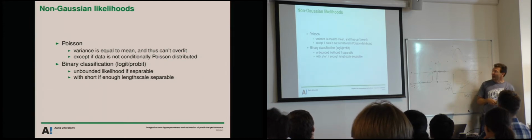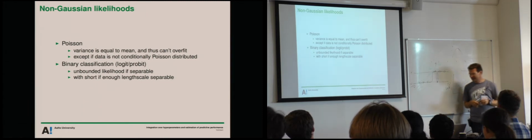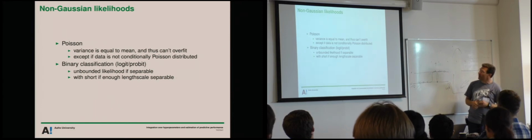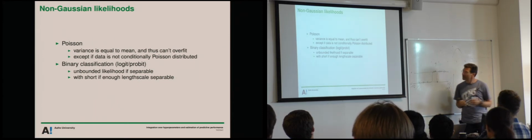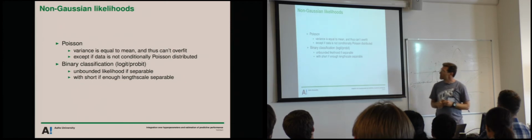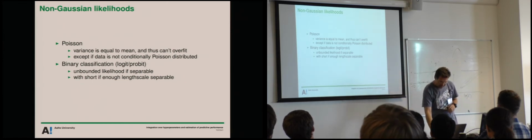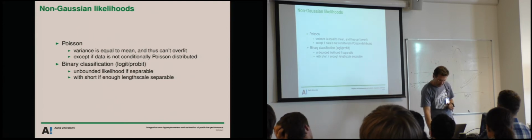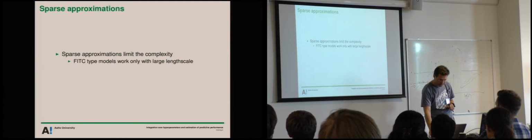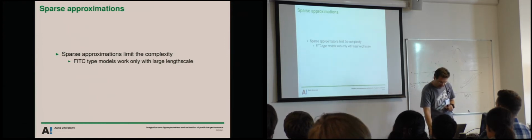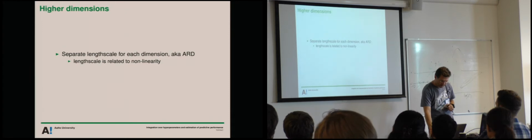the adversarial attacks showing an image that a human would interpret to be a cat, and a deep learning model interprets it to be a car. So in binary classification, it also might be that you need to have the prior for not too short length scales. And I already mentioned these sparse approximations.